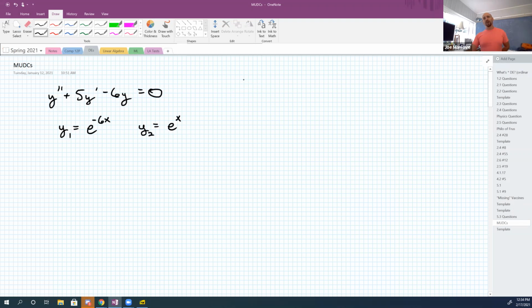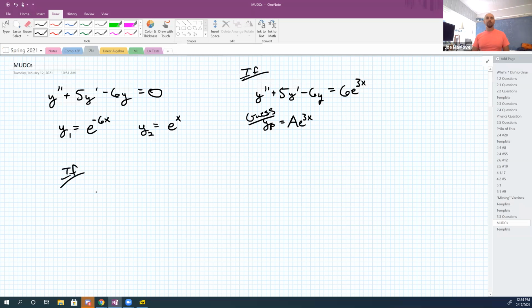And then a minute ago we had this problem where we had y double prime plus 5y prime minus 6y equals, and earlier we had 6e to the 3x, right? And then our y particular had a form, right? So we guessed y particular was a e to the 3x, right? Now, I'm going to throw a sort of wrench in that works, and I'm going to purposefully make a right-hand side that sucks, and then we'll fiddle with it a little bit.